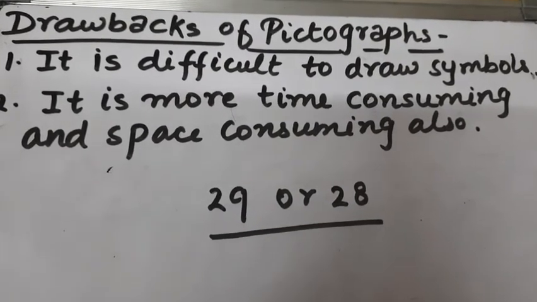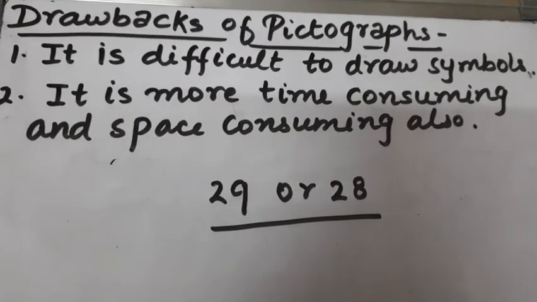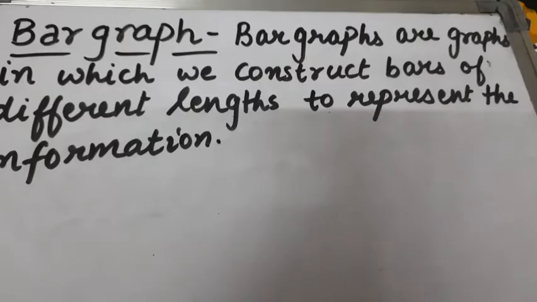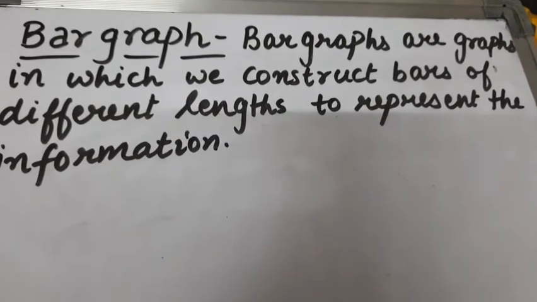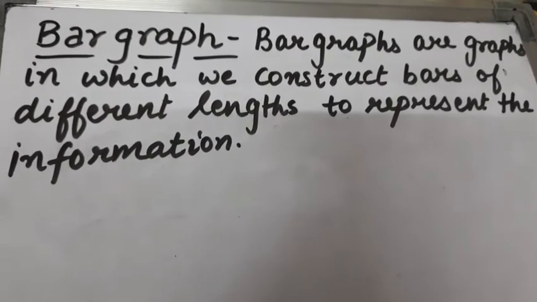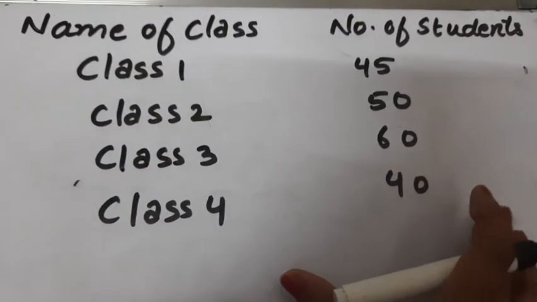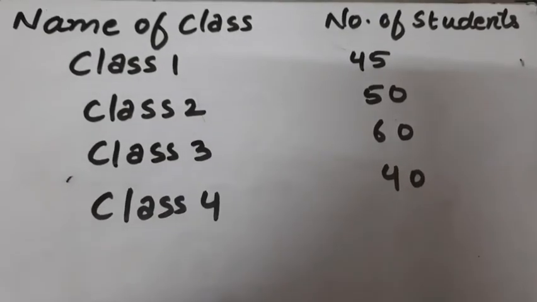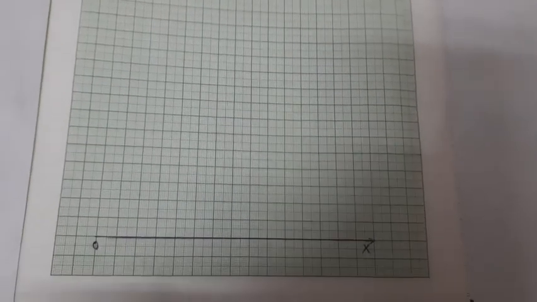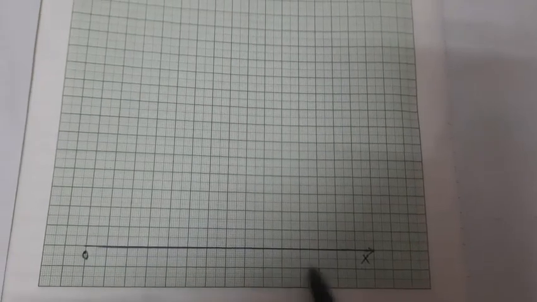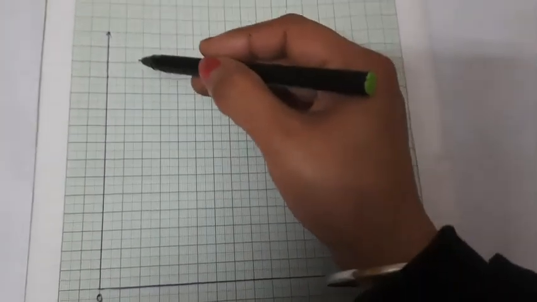Therefore, we use another type of graph called bar graph to represent the information. Bar graphs are graphs in which we construct bars of different lengths to represent the information. If we have to represent this information on the bar graph, then how will we represent it? First of all, draw a horizontal line segment OX, and now draw a vertical line segment also, like this.